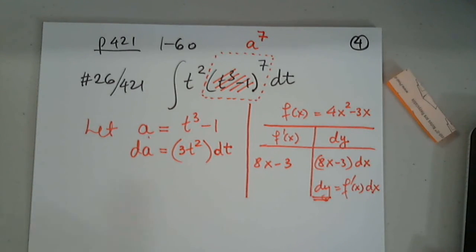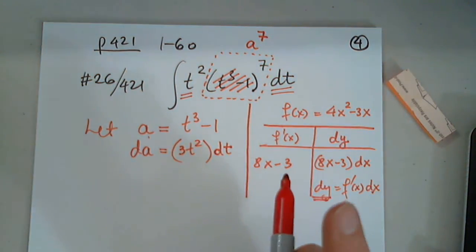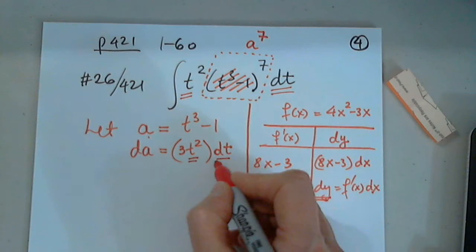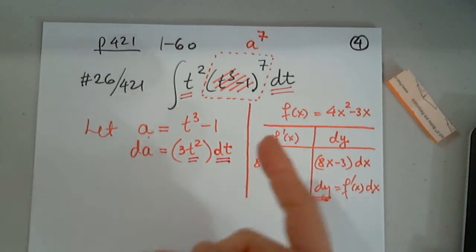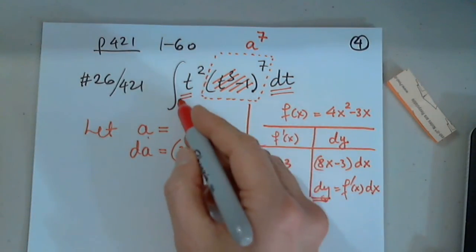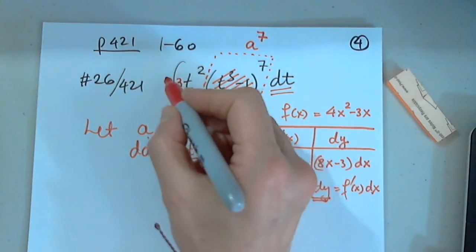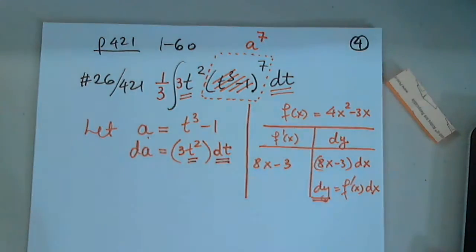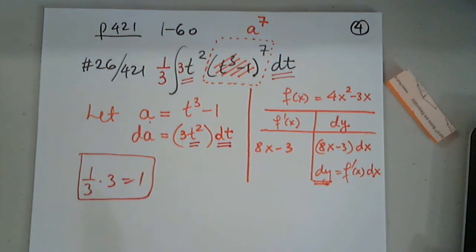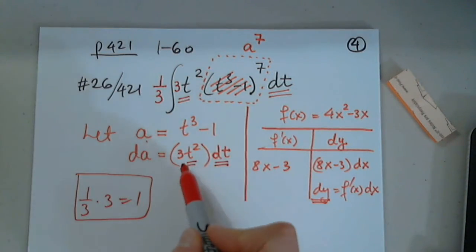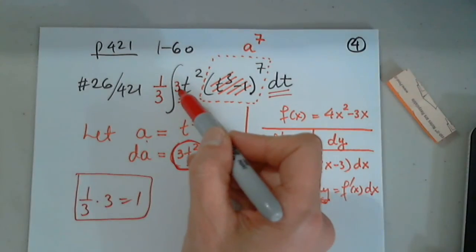Now, I need to do something with t squared dt. No problem. I have t squared dt here. All I have to do is multiply by 3 or solve this for t squared dt. So one option would be multiply by 3 and divide by 3. We all know that 1/3 times 3 is 1. So I didn't change anything. But why do I need a 3 in front? Because of this. This has a 3. So I have to have a 3.